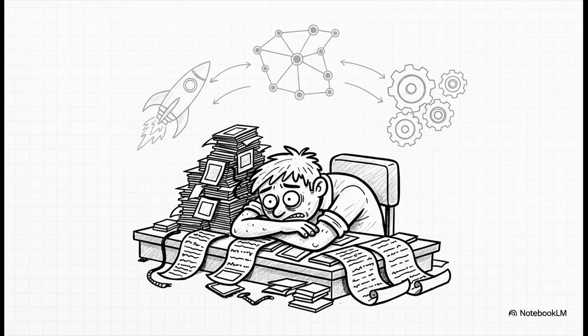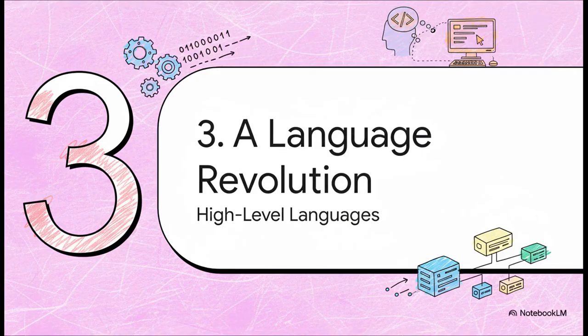As people started dreaming up bigger and better things to do with computers, it became painfully obvious that they needed a better way, a more human-friendly way to get their ideas into the machine. And that desperate need sparked a full-blown revolution, a complete and total rethinking of how we talk to computers. This led to the birth of what we now call high-level languages.